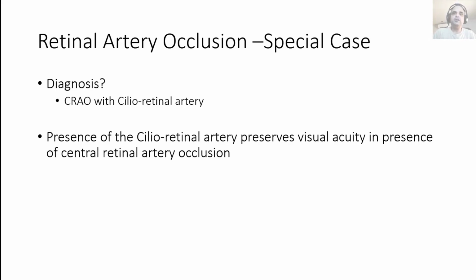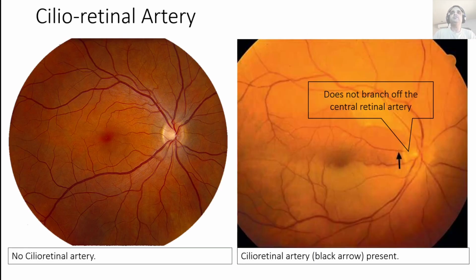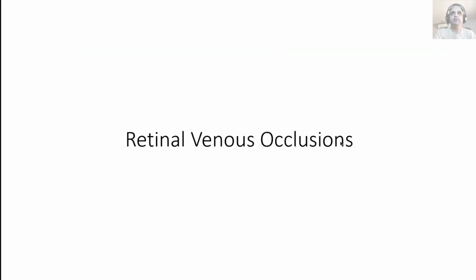We've talked about cilio-retinal artery as coming from the choroidal circulation supplying the foveal area. So if you have a central retinal artery occlusion and you have a cilio-retinal artery, that will still perfuse the inner layers of the retina. The outer layers are perfused by the choroid. The inner layers are going to be perfused by the retina. So you will have good vision because of the cilio-retinal artery. The cilio-retinal artery saves the day here. Same picture as we saw before, nothing new here.